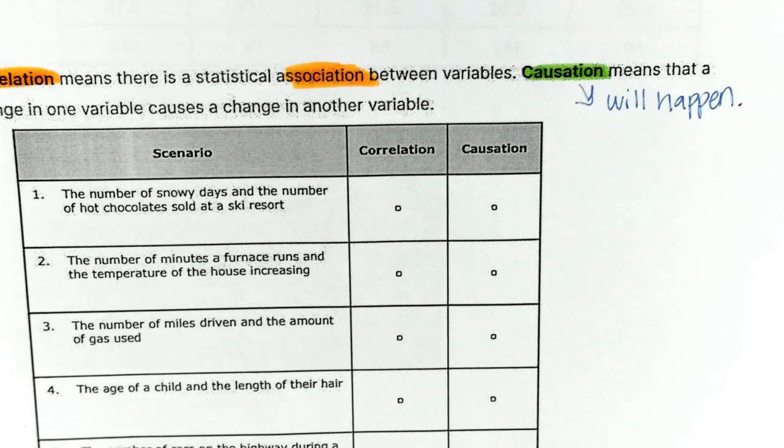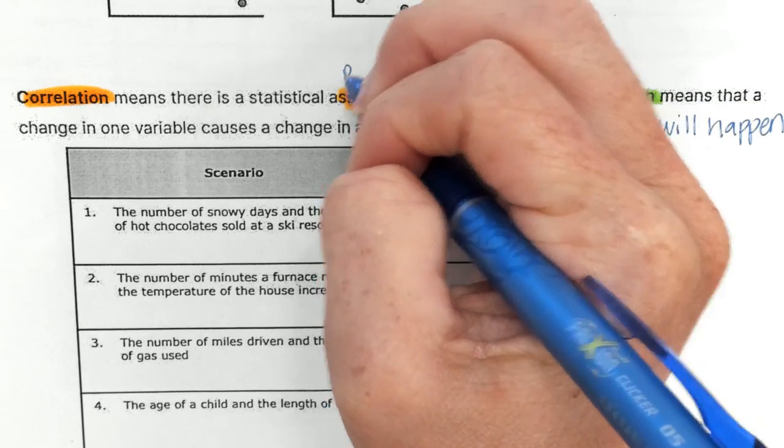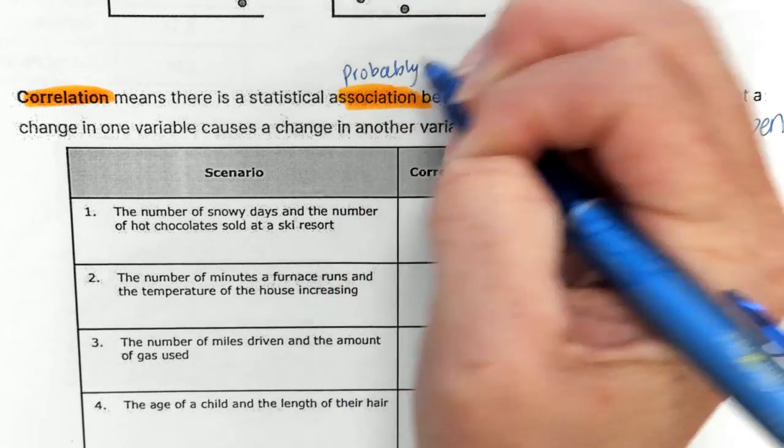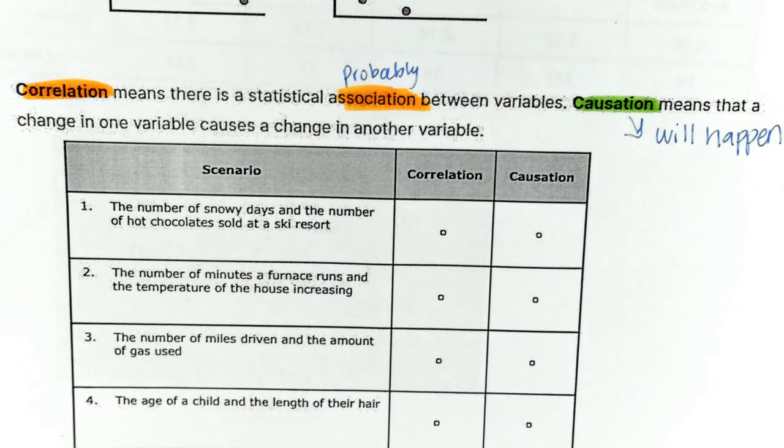Correlation means it probably, if y'all want to write probably. Correlation means it will probably happen. Causation means it will absolutely happen. Do y'all understand the difference? We're going to go through and do some examples.